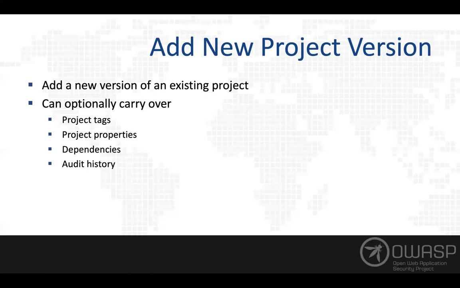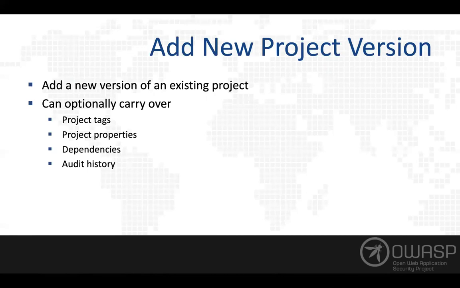and it was so obvious. I don't know why it was overlooked, but essentially now you can create a new version of an existing project, and that can optionally carry over all the tags that you've tagged on that project. Project properties, these are things that, at least today, are not exposed in the UI. There is an API for it, but as we talk about some of the future integrations, project properties are going to be very important.